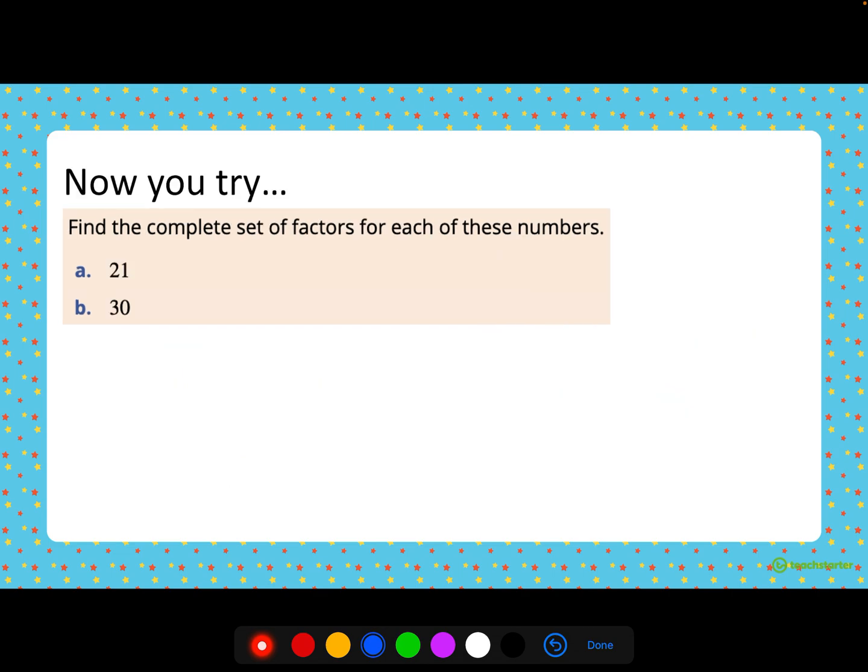All right, you pause the video and try give these a go. Let's check your answers. A, 21. Well, I have 1 and 21, not 2. 3. 3 times what? That's 7. 4, no. 5, no. 6, no. 7. I'm back to the start. So there's just 4 numbers.